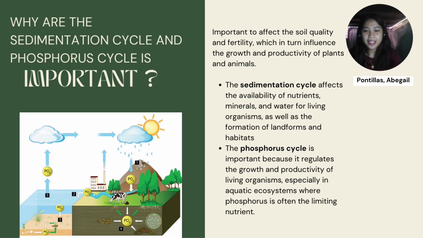Well, the sedimentation cycle and phosphorus cycle are part of the biogeochemical cycle that regulates the flow of matter and energy in the biosphere. They are important, especially on land, because they affect the soil quality and fertility, which in turn influence the growth and productivity of plants and animals.